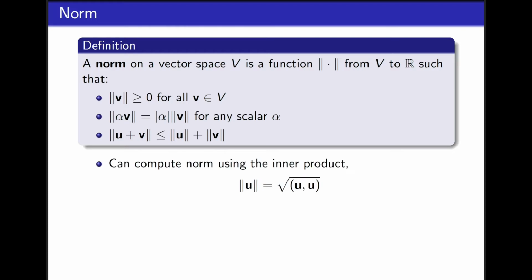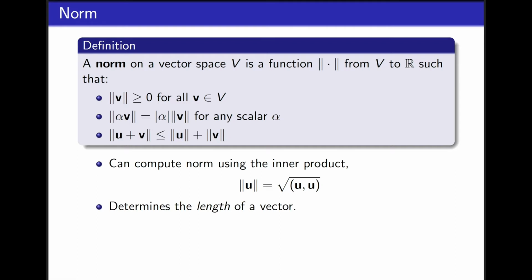When an inner product is defined on a vector space, we can use that inner product to compute the norm. The norm of a vector u is equal to the square root of the inner product of u with itself. So we can now see why the inner product of a vector with itself has to be non-negative, otherwise we'd be taking the square root of a negative number.